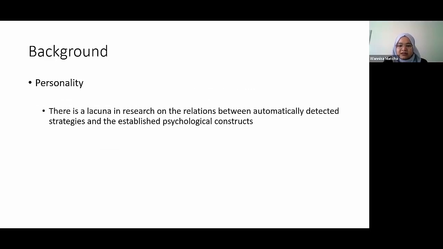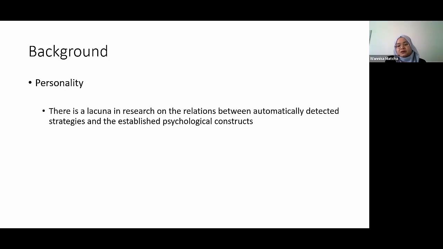There is currently increasing research on detecting learning tactics and strategies from trace data. However, the association of the detected learning tactics and strategies with psychological constructs such as personality traits is still not explored. Why are personality traits important? Because personality is one example of individual differences, which have been proven to be associated with academic performance and how students engage in the learning process.